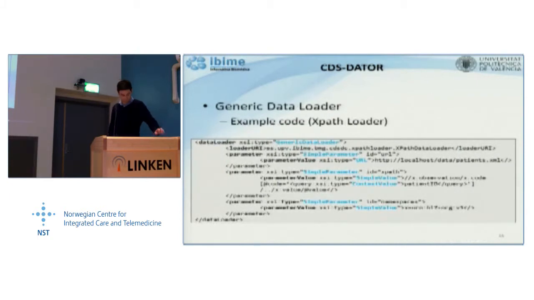So this is an example of a generic data loader, and you can see here that the data loader type is a generic data loader. The URI will point to the class. In this example, it is an XPath loader, and the XPath loader needs three parameters: the URL, the XPath, and the namespace. The URL is where the document is located, so it's going to look for the XML document in that path, and the XPath parameter specifies the query that is going to be used to retrieve the information from the document.